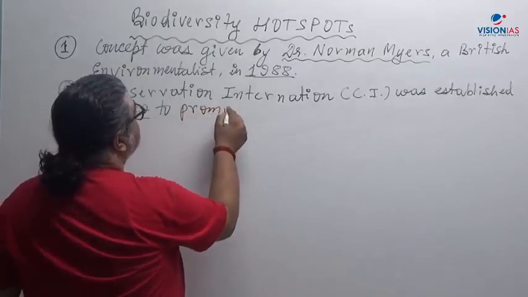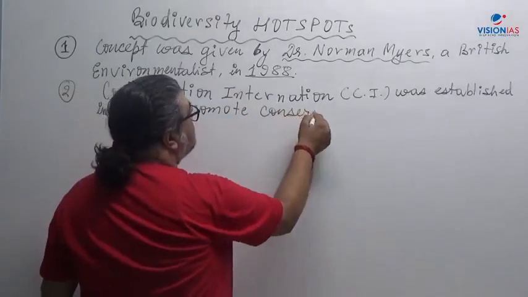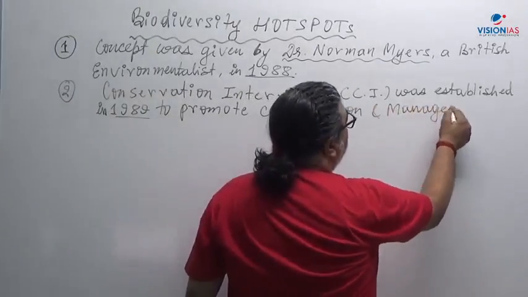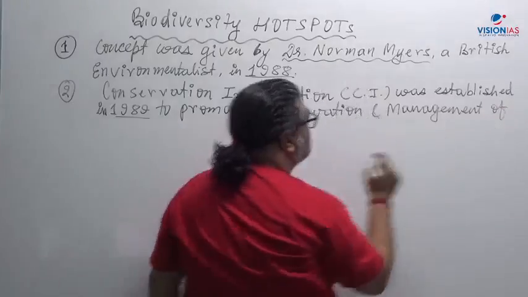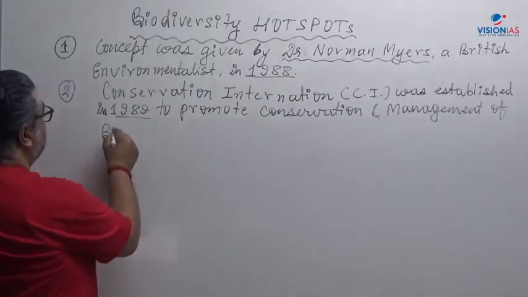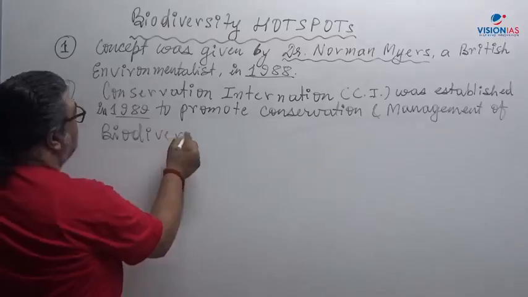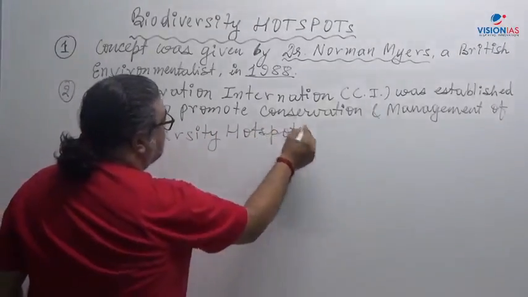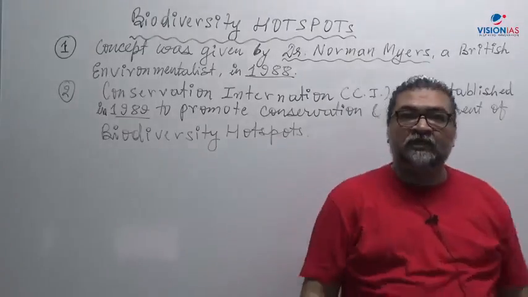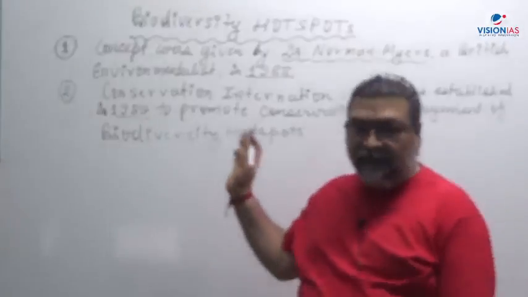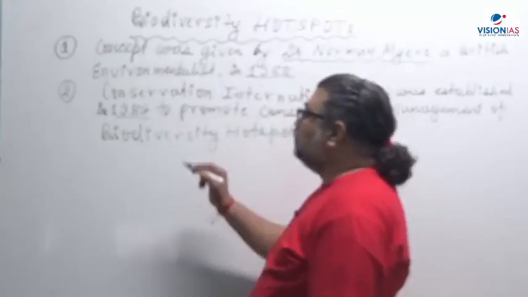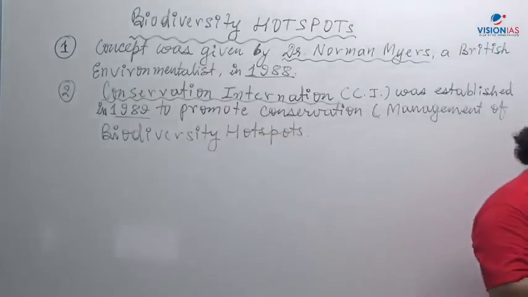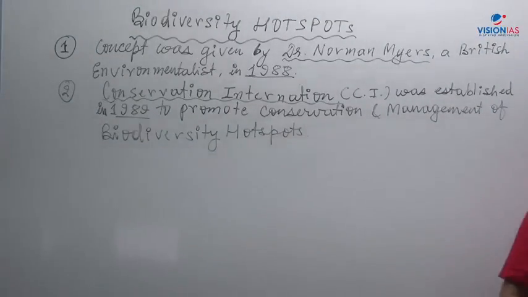To promote conservation and management of biodiversity hotspots worldwide, the body CI, Conservation International, was set up. And please write these points. Whatever I am writing on the whiteboard, please copy in your notebook. So Conservation International was set up in 1989 to promote conservation and management in biodiversity hotspots.